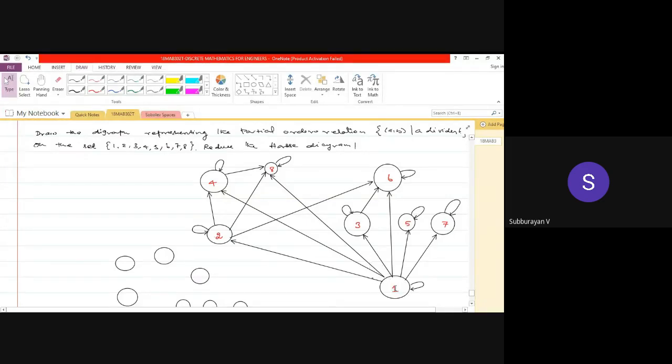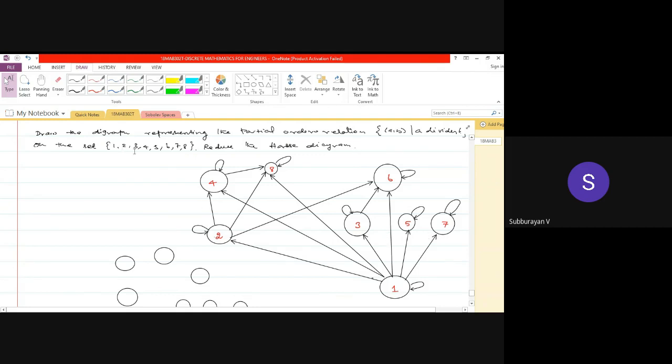And 1 divides each number. Therefore there is a line from 1 to each node. 1 divides 2, 1 divides 4, 1 divides 8, 1 divides 3, 1 divides 6, 1 divides 5, 1 divides 7. Therefore we have drawn an edge from 1 to every node, because 1 divides each number.